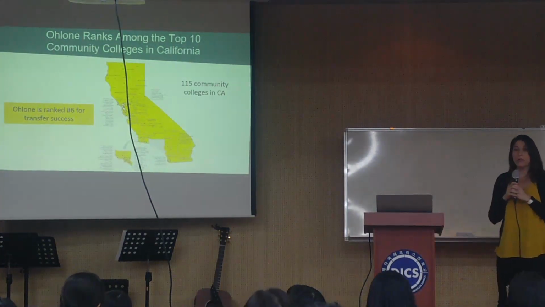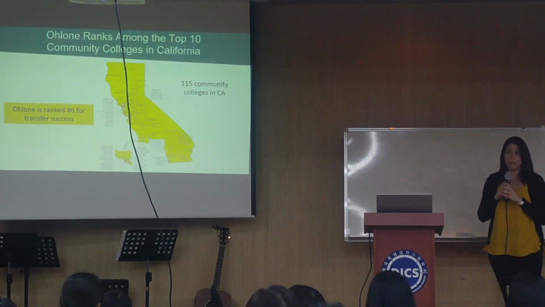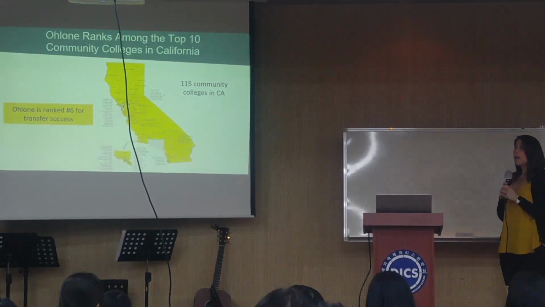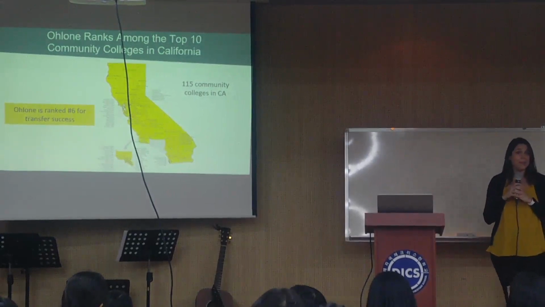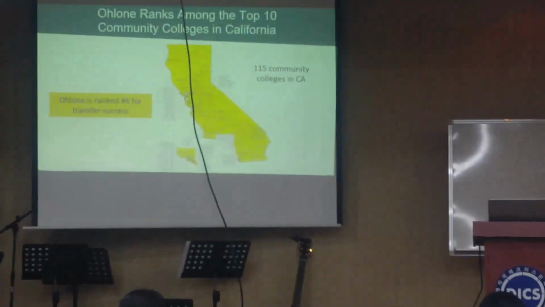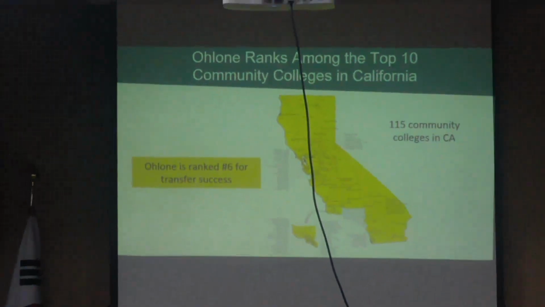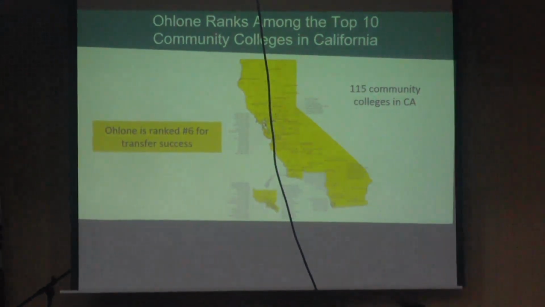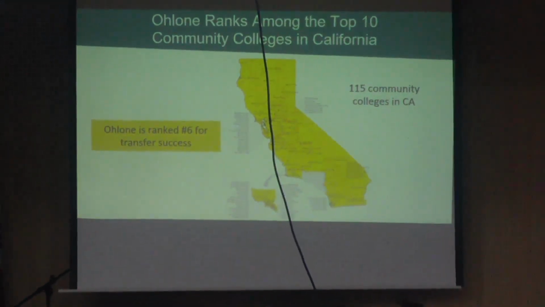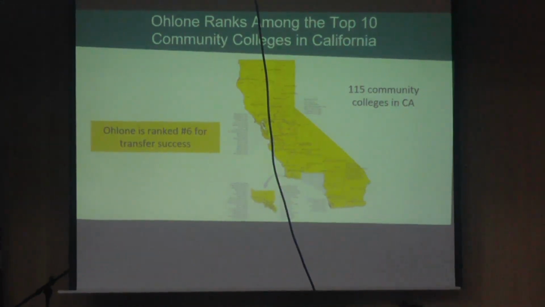Ohlone College ranks in the top 10 community colleges in California. There are 115 community colleges in California. We're number 6 for transfer success, so we have a really good reputation helping students to go on to universities.